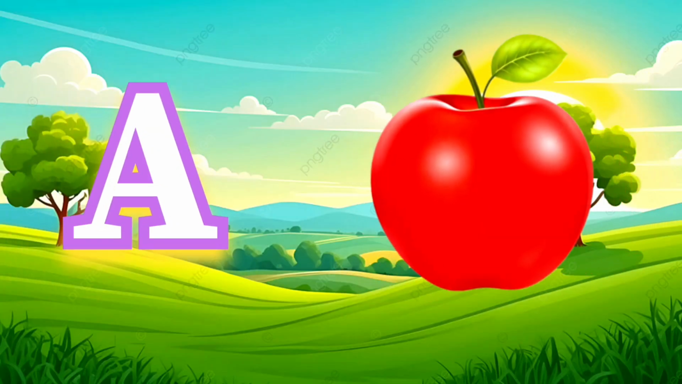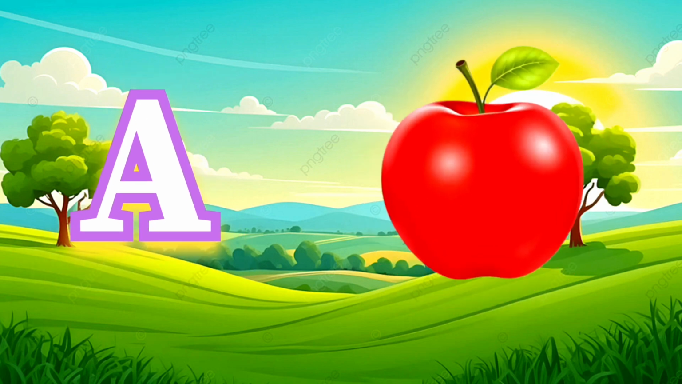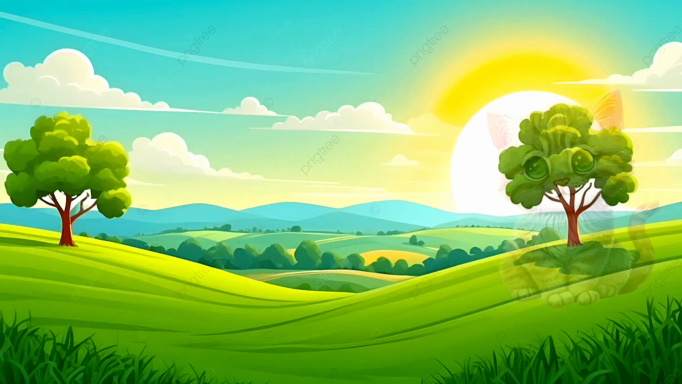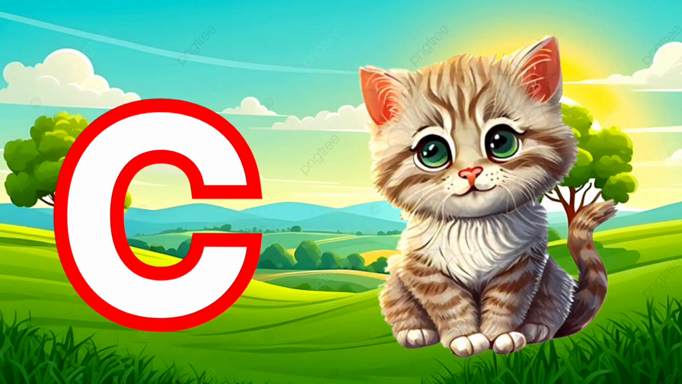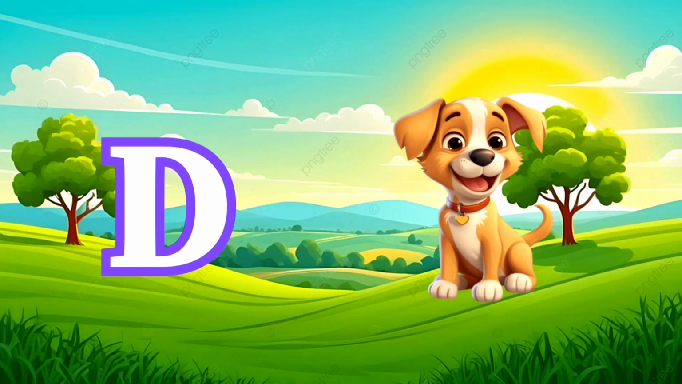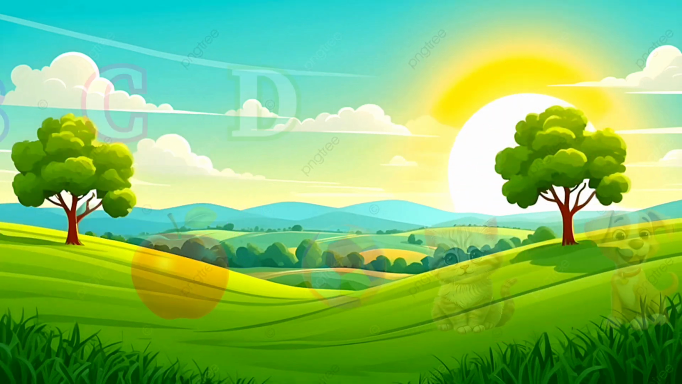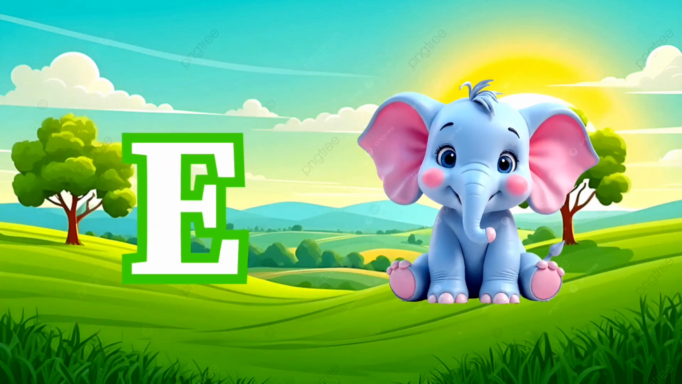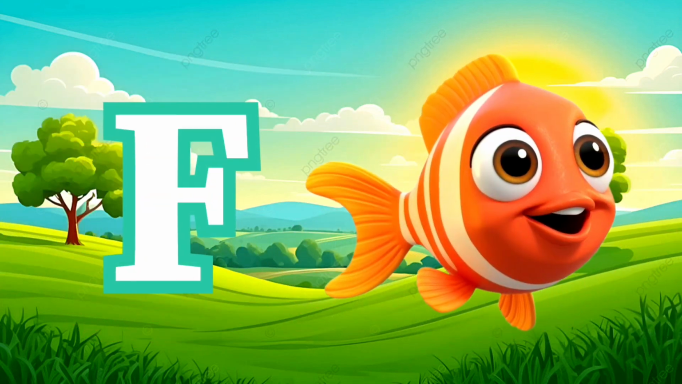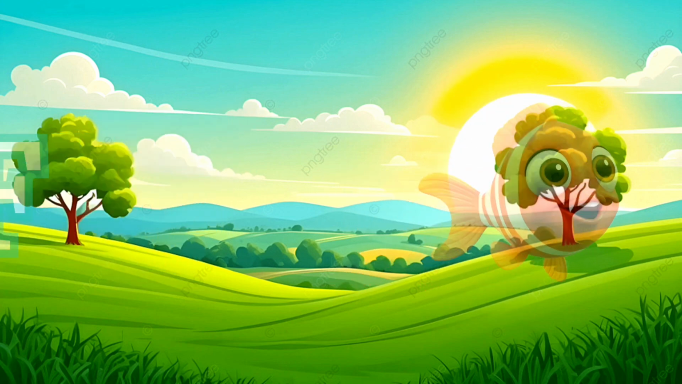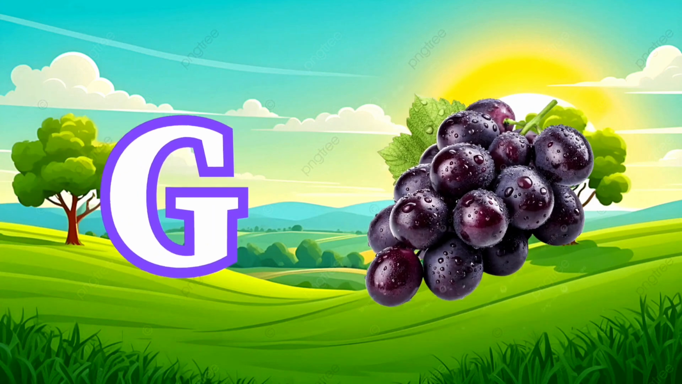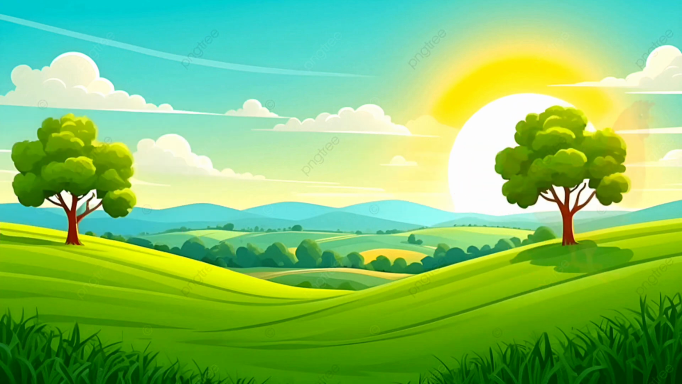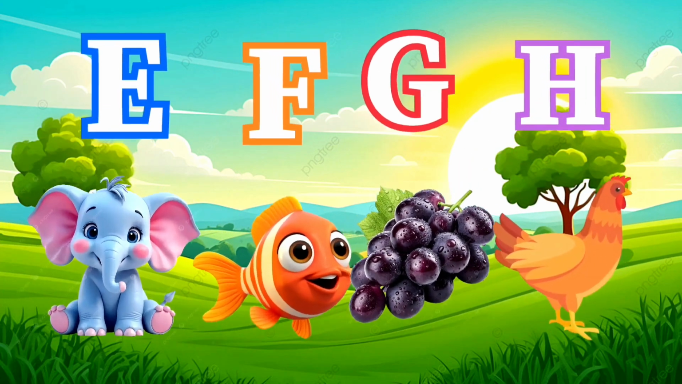A for apple. B for ball. D for dog. E for elephant. G for grapes. H for hen. I is for ice cream.